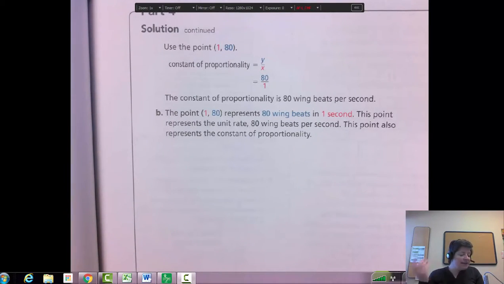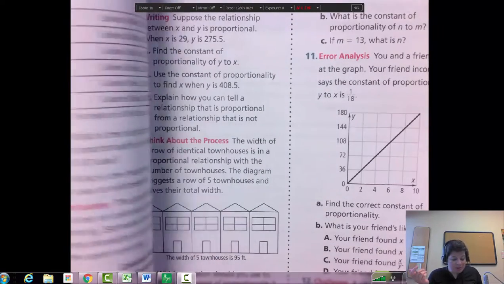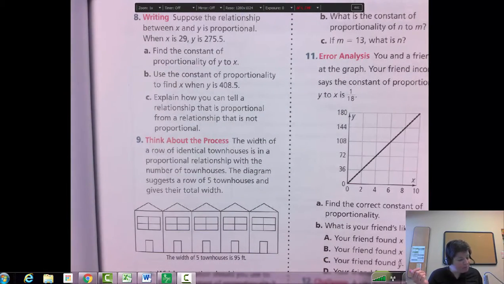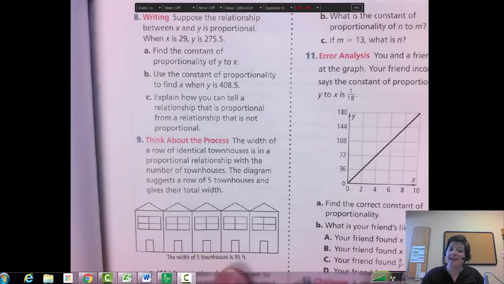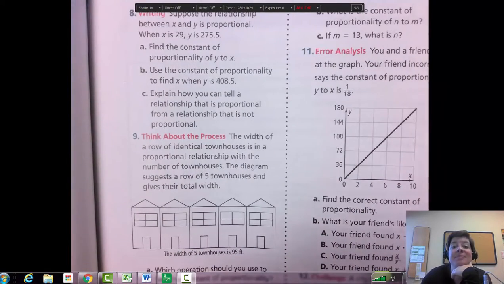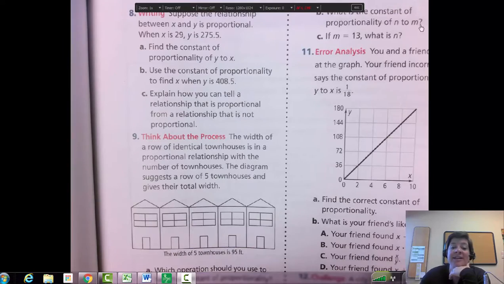So this section is really similar to the last one. When you're doing the homework, you're pretty much just doing a division and deciding what that constant of proportionality is, y divided by x. All right, good luck.